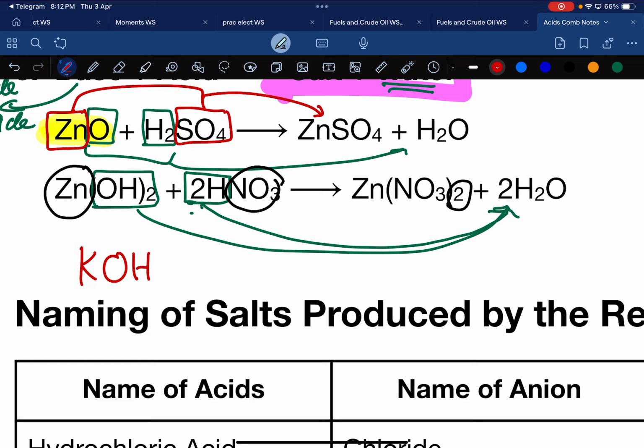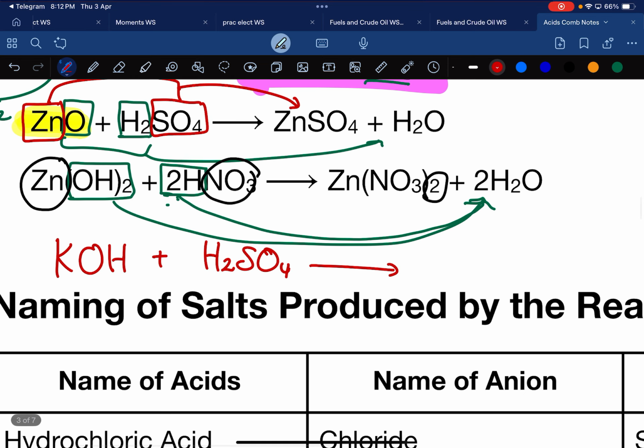KOH, potassium hydroxide, plus sulfuric acid. Give me the products. Try.